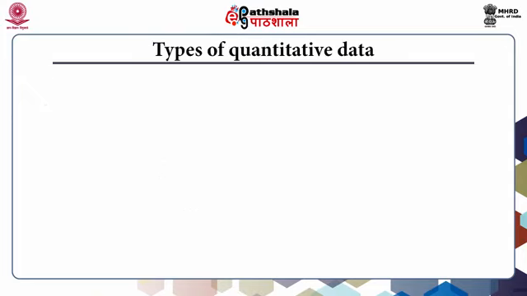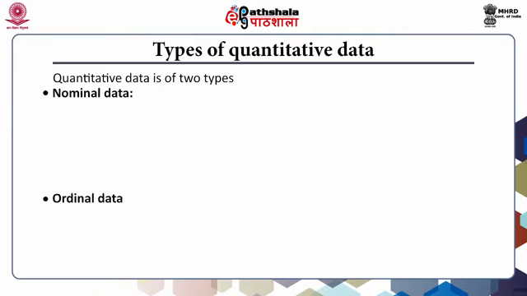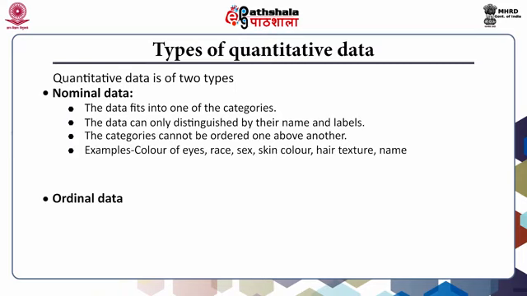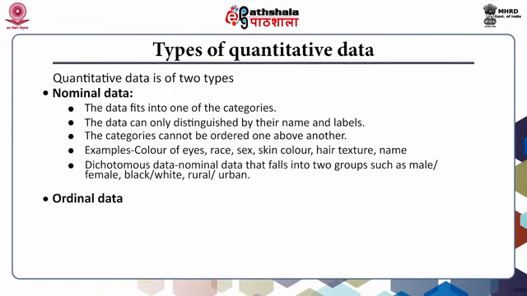Types of qualitative data. Qualitative data is of two types, nominal data and ordinal data. Nominal data fits into one of the categories and can only be distinguished by their name and labels. The categories cannot be ordered one above the other. For example, color of the eyes, race, skin color, hair texture, etc. Dichotomous data is nominal data that falls into two groups such as male-female, black-white, rural-urban, etc.